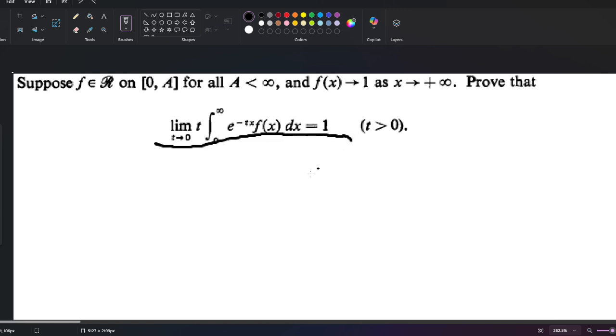We have this problem today. We have this limit. We have to show that it is equal to 1, given that we have f of x, a function that is approaching 1 and has an asymptote like that.